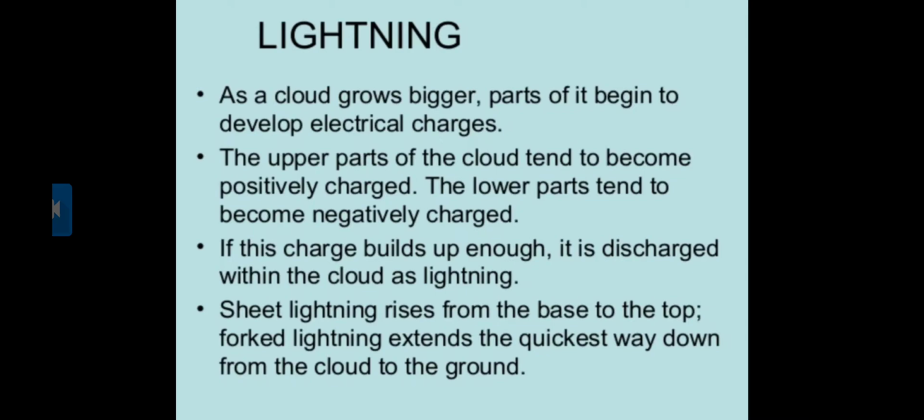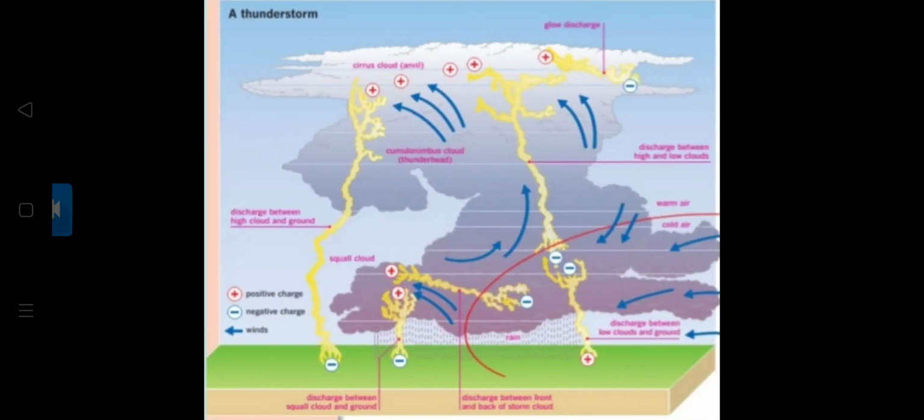Sheet lightning rises from the base to top. Forked lightning extends the quickest way down from cloud to the ground. We have seen different kinds of lightning taking place. How does it happen? This is the way it happens. With the help of a diagram, you all can relate to it.